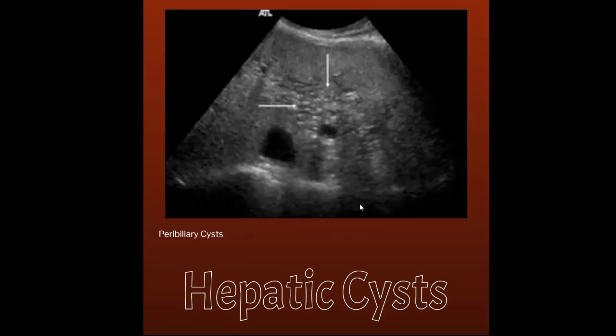Here's an example of peribiliary cysts. Again, peribiliary cysts are tiny, itty little cysts that show up near the porta hepatis, and they look just kind of like little tubule cystic-y structures.